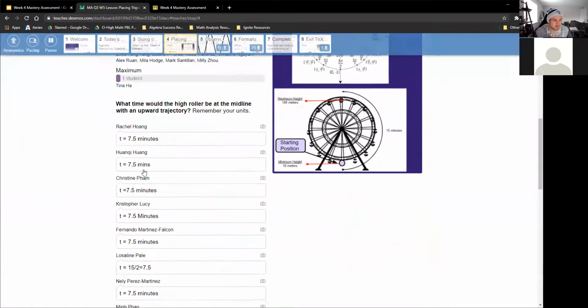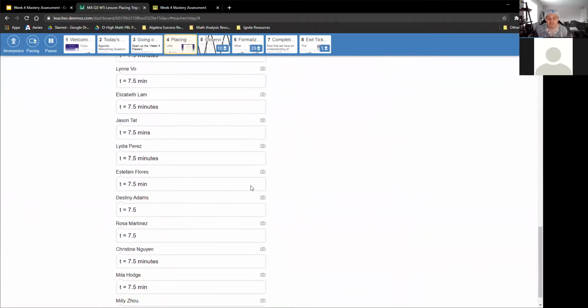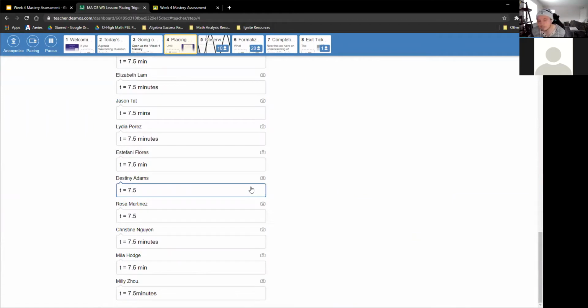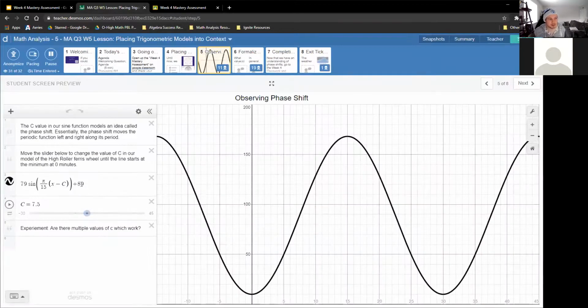Really, guys, 7.5 was what we found in slide 4, where a lot of people said it would take 7.5 minutes to reach that midline, right? So what we're doing essentially in this phase shift is shifting the sine function by 7.5 minutes to match the fact that it takes 7.5 minutes for the Ferris wheel to reach the midline.